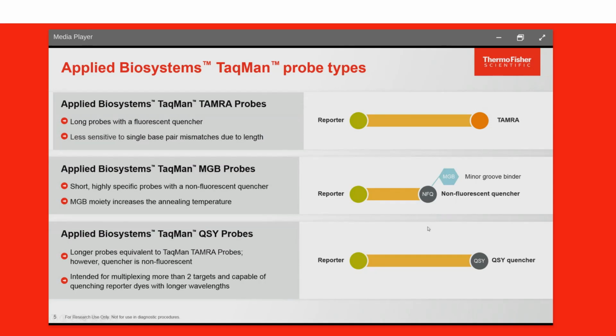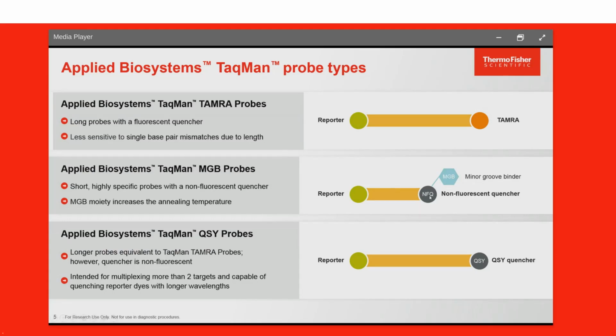And then lastly, a third type of probe that is available is what's referred to as a QSY probe. These QSY probes have a QSY quencher, which is also a non-fluorescent quencher. And these probes are extremely useful if you're choosing to multiplex more than 2 targets. If you're choosing to multiplex more than 2 targets within a given reaction, there's a strong recommendation to only have up to 2 NFQ MGB probes within that reaction.